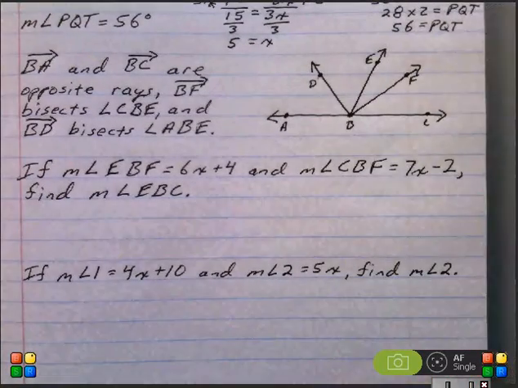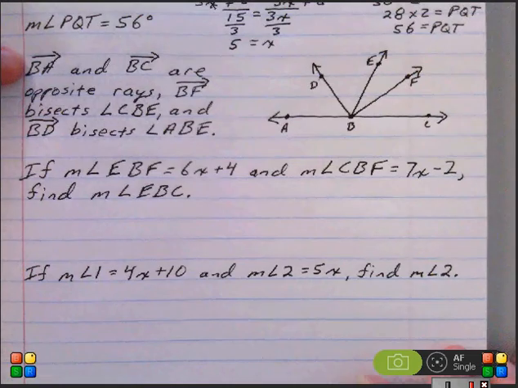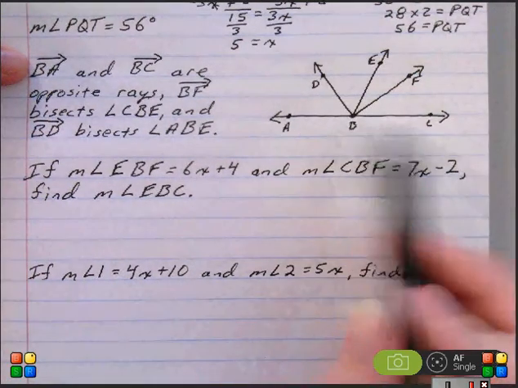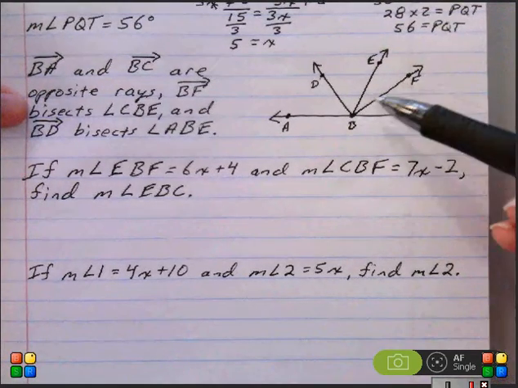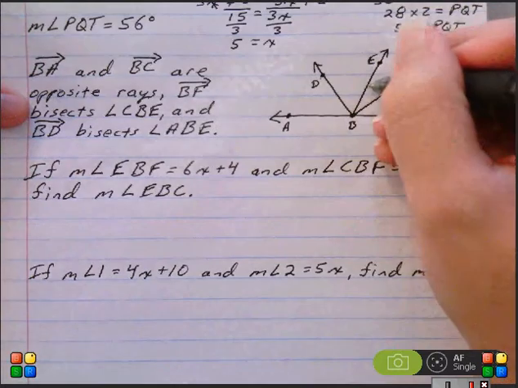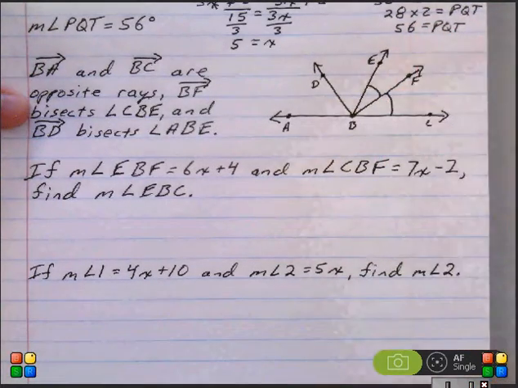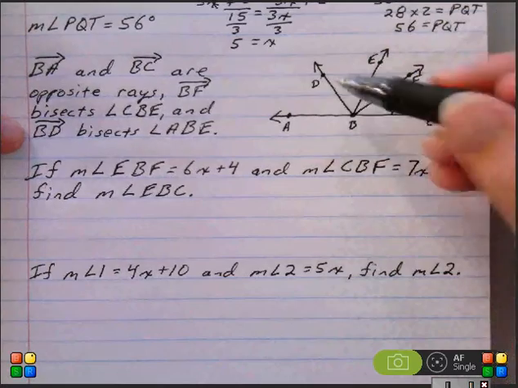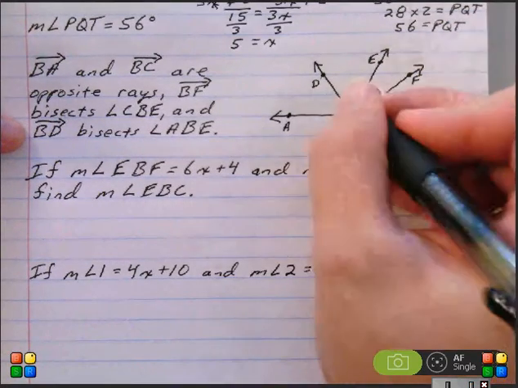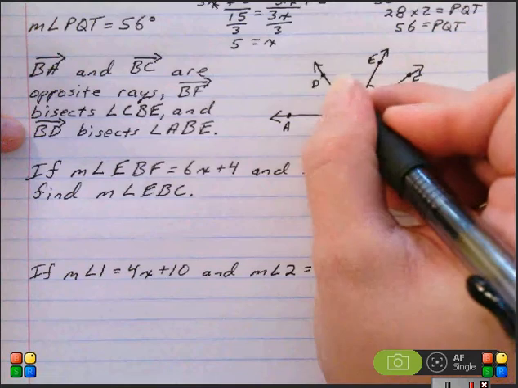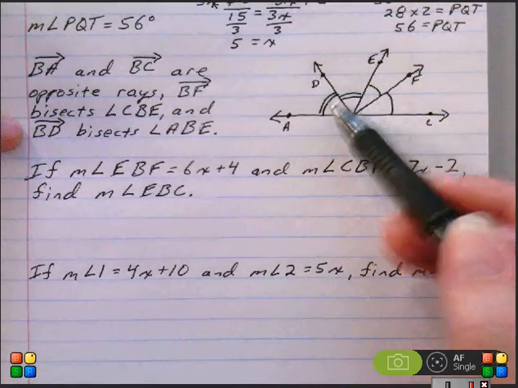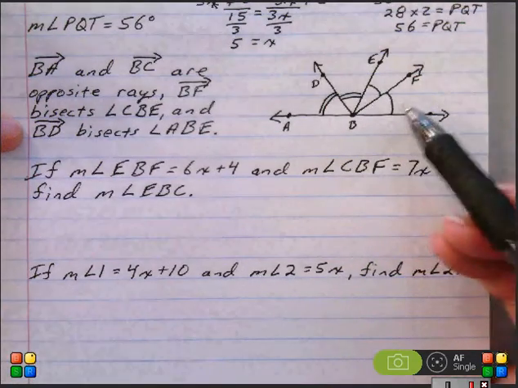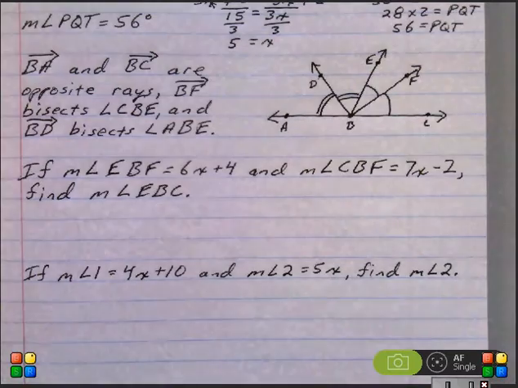All right, let's try some more here. So I have another picture. I have ray BA and BC are opposite rays. I have BF bisects CBE, so that means these are congruent, so I'm going to go ahead and mark that. And BD bisects ABE, so I'm going to mark these. Now I have to mark them different from the other side because they didn't say they're congruent to each other, but they're just congruent. These are congruent and those are congruent. Okay? Alright, so then we come down here.